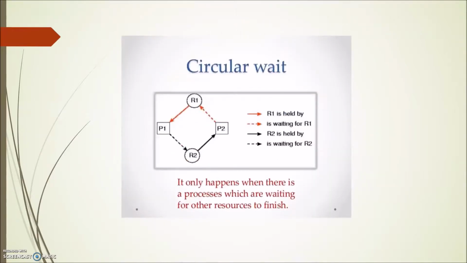For an example of circular wait, what we have here is two processes, P1 and P2, and two resources, R1 and R2. The process P2 has already acquired resource R1 and is waiting for R2 to complete execution. But resource R2 is already acquired by P1, which is waiting for R1 to complete execution.